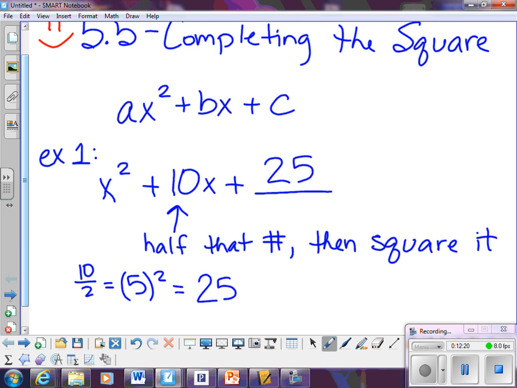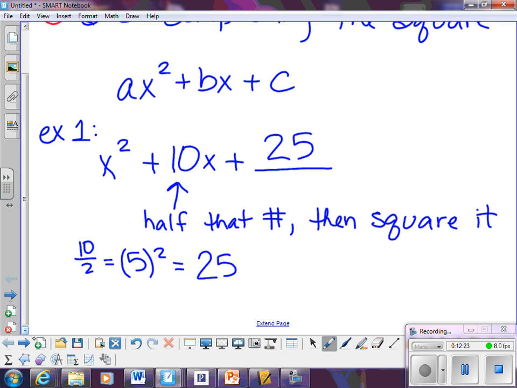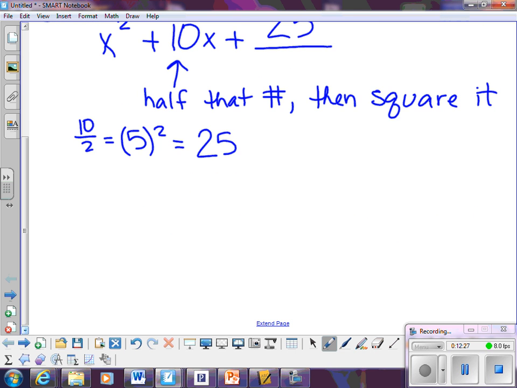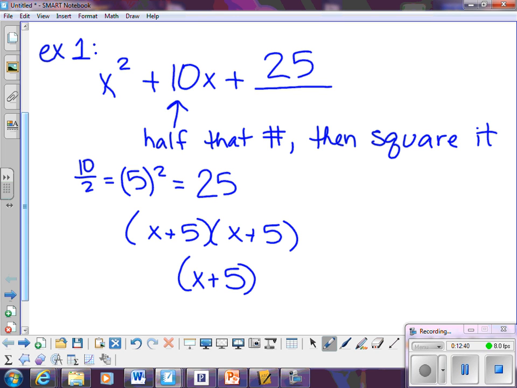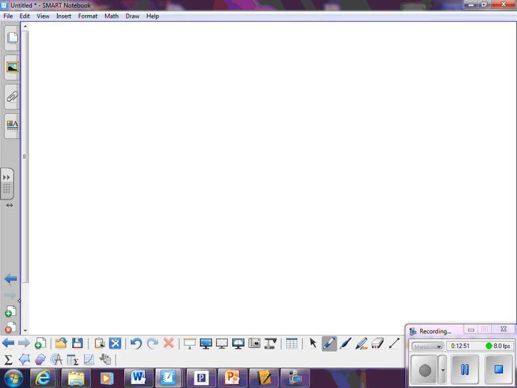Now that you've done that, you could break this down into a perfect square, couldn't you? What times what would give me 25, but add to give me 10? 5. So x plus 5, right? But that's just like saying what? X plus 5 squared. Okay? Simple enough? Okay, you want to try one without me?